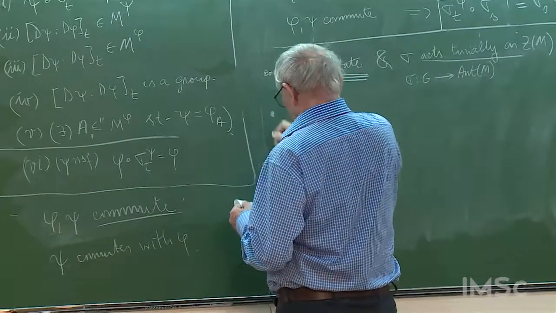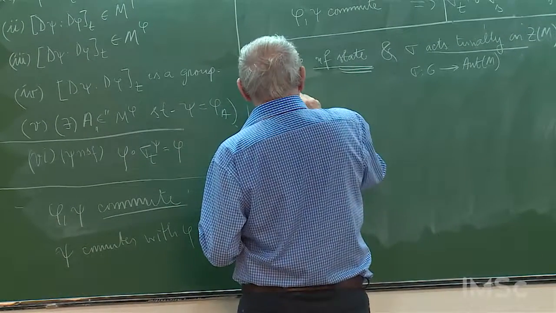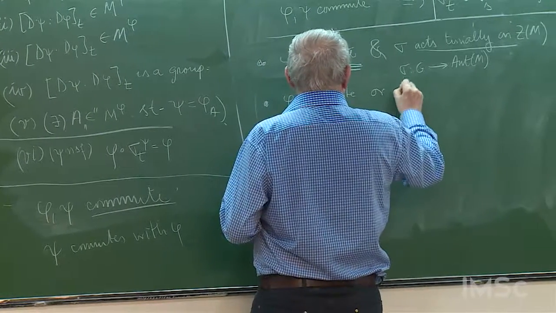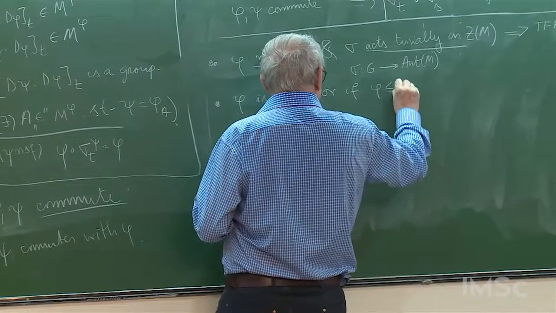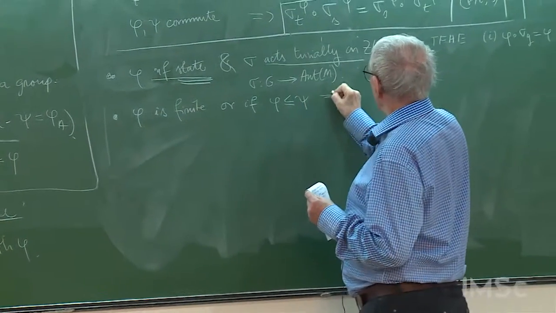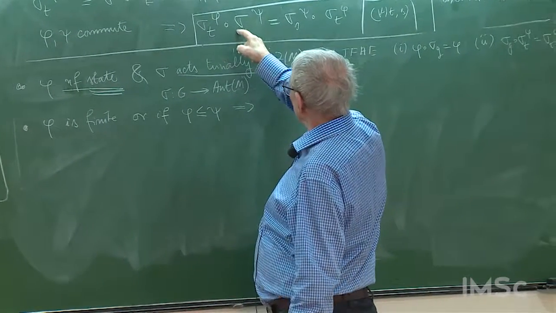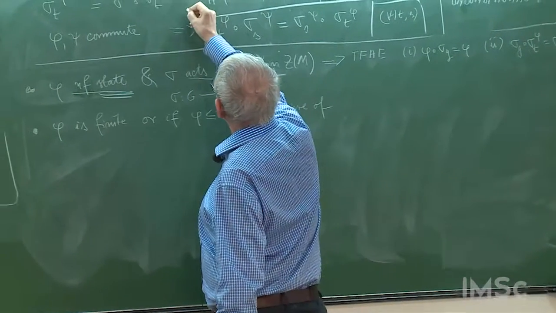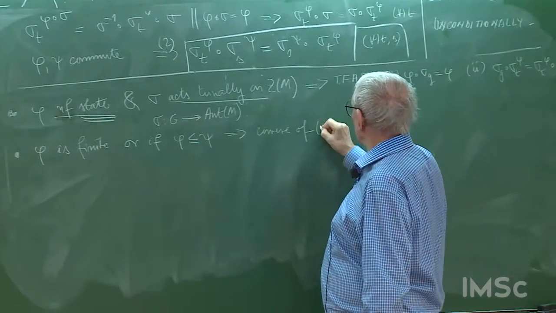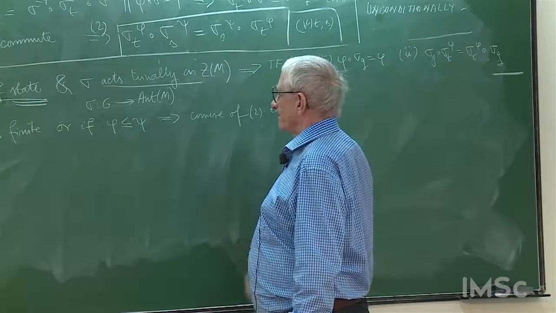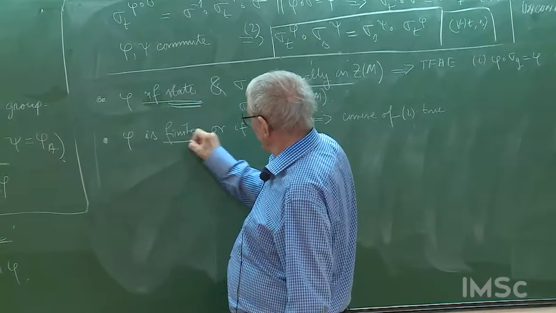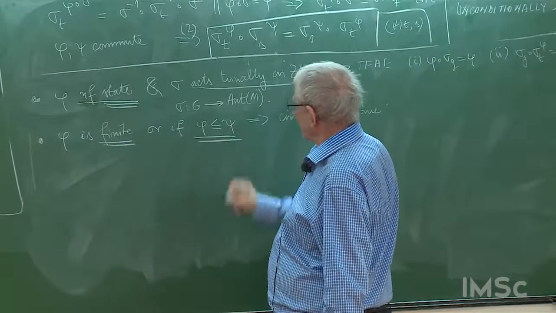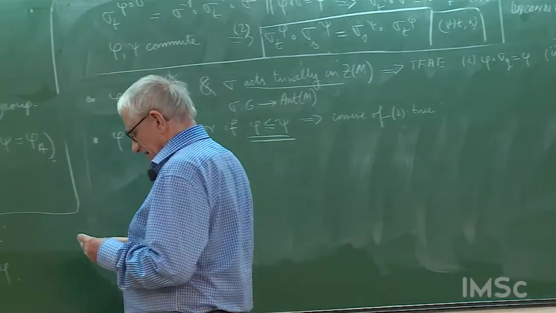A second result of this form is the following. If phi is finite, or if phi is less than psi, then the converse of this is true. Let me put 2 on this: the converse of 2 is true. So this holds either when phi is a state, as we saw, or if I have a majorization.